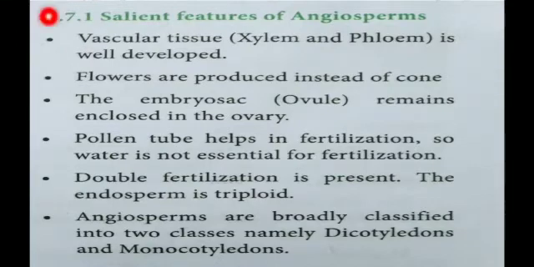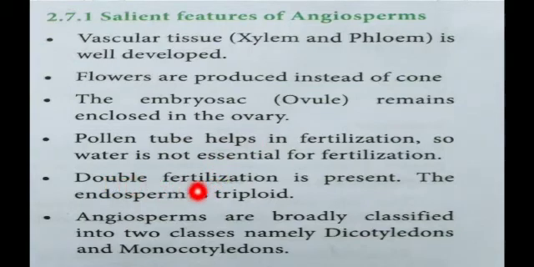In angiosperms, the vascular tissue, that is xylem and phloem, is well adapted. Then flowers are produced instead of cones. In the gymnosperms there is the formation of a cone, but here it is the flower. The next one is the embryo sac remains enclosed in the ovary. Then the pollen tube helps in fertilization, so water is not essential for fertilization. In bryophytes and pteridophytes, water is needed for fertilization. But here, because of the presence of the pollen tube, there is no need of water for fertilization.